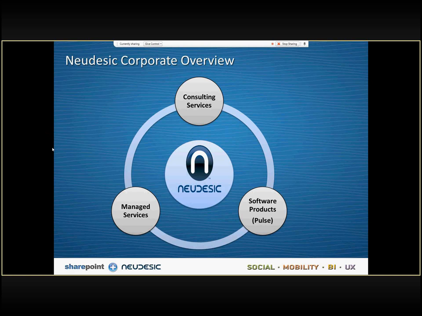We do more than just SharePoint. So we have the Portals and Collab practice, custom app dev, business intelligence, the whole Microsoft focus, and we're 100% focused on the Microsoft platform, and have been very excited about that since the beginning of the organization.